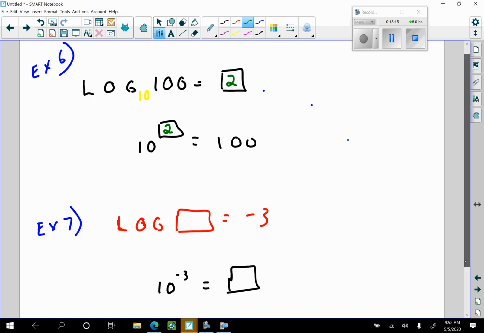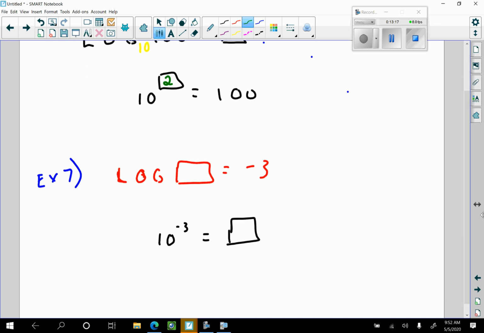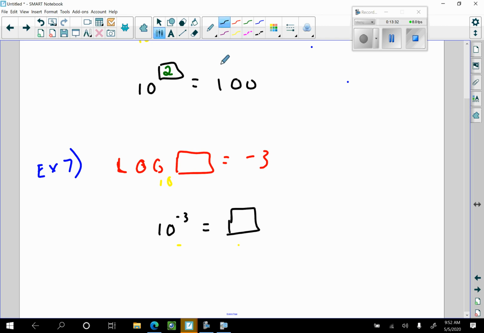All right. Here's another example with no base. No base means 10. You don't see the 10. And what do you know? What's the box? Well, you know that 10 to the -3 is equal to box. Well, what is 10 to the -3? By our laws of exponents, we know 10 to the -3 is 1 over 10 cubed, which is 1 over 1,000. So that's what goes in this box, 1 over 1,000. Because 10 to the -3 is 1 over 1,000. Okay?